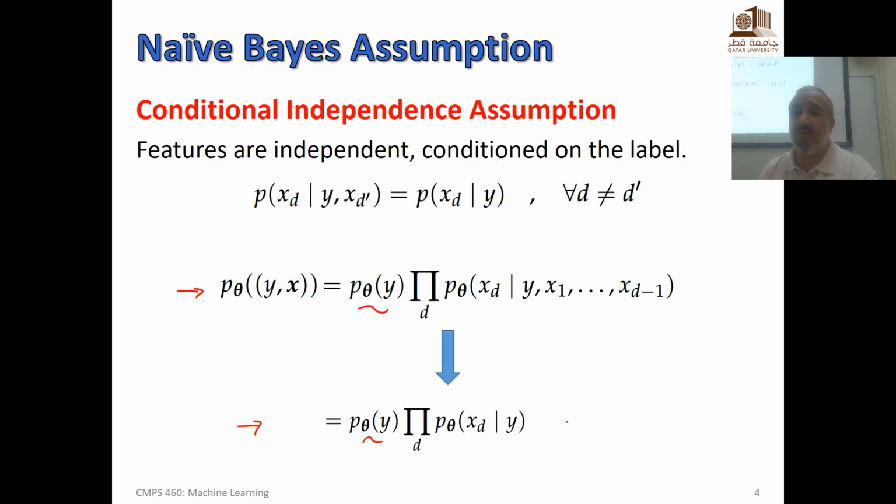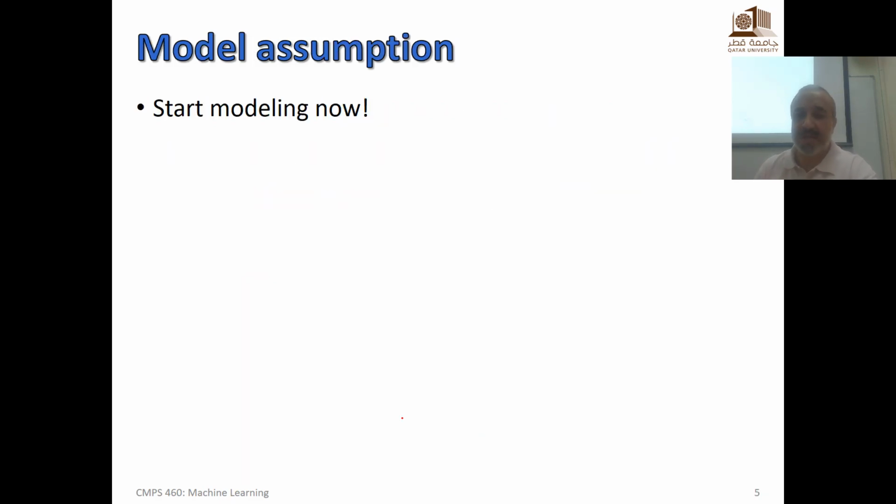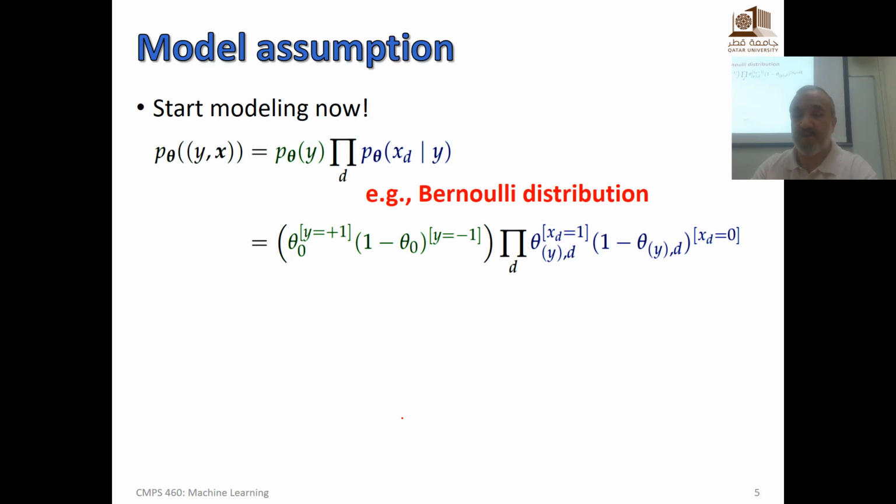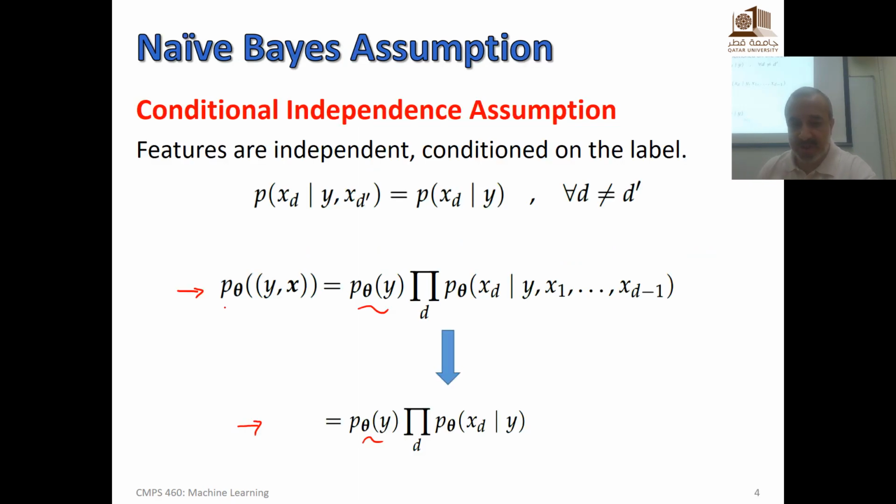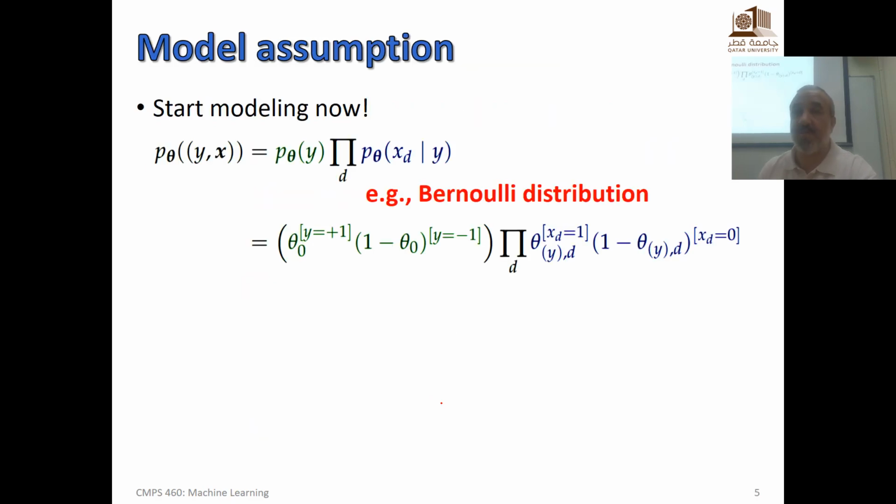Now we can start modeling. We can start substituting these probability distributions with specific probability functions. So if we assume that the label is binary, and also the features are binary, and that's of course just for example, then we can model every probability function as a Bernoulli distribution. So from the previous slide, we will just substitute every probability with the Bernoulli likelihood probability, which is the one that I think you saw last time.